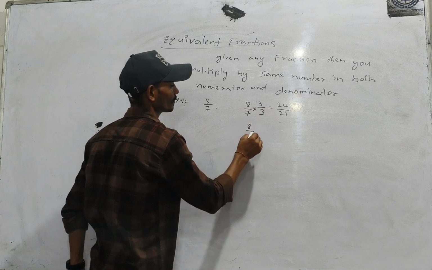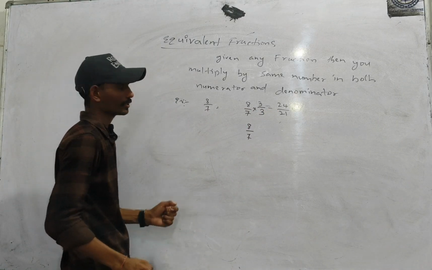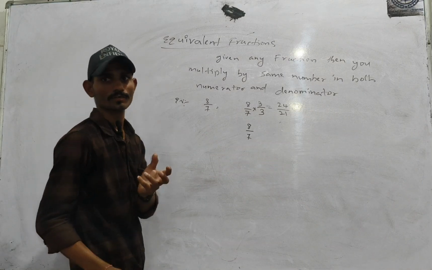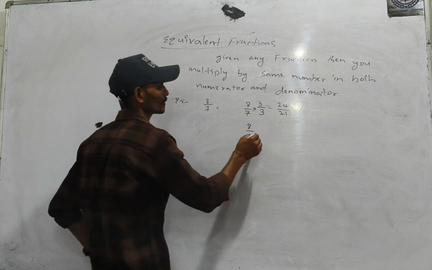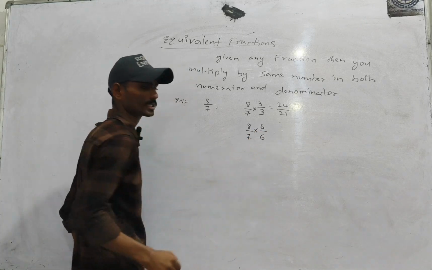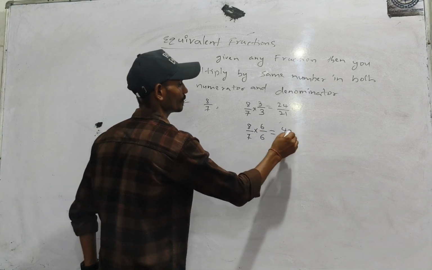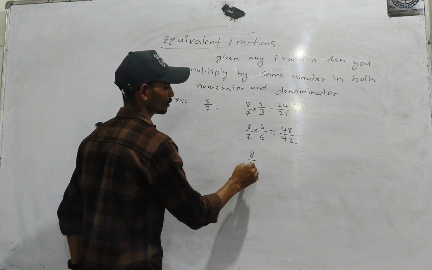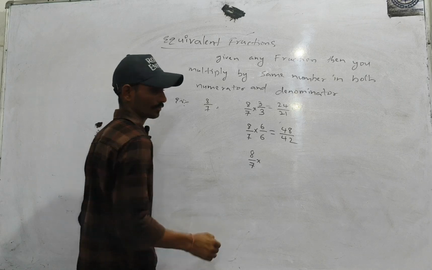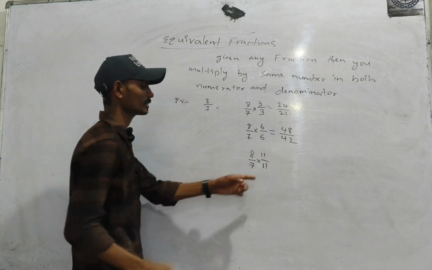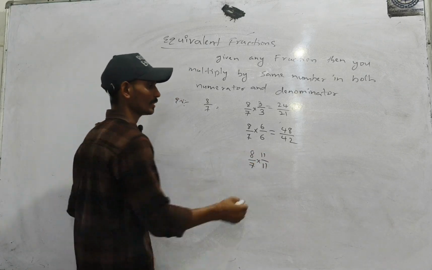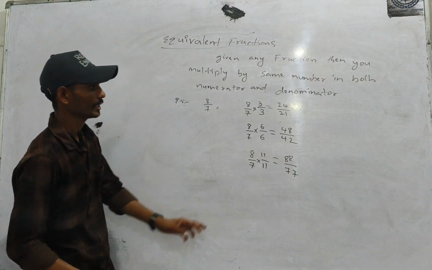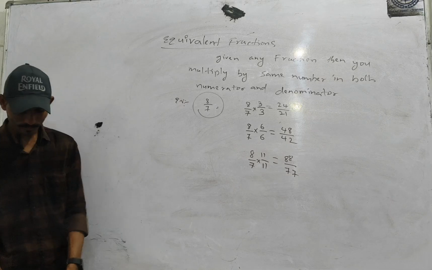Next, again 7 by 8. Whatever the given fraction, you continue with that fraction, but the number you multiply by is your own choice. So I am multiplying by 6 in the numerator and denominator to make the equivalent fraction 42 by 48. Whatever the given fraction, you don't change it, but whatever number you take, you multiply it in both numerator and denominator. At that time it becomes an equivalent fraction. Okay? I made three equivalent fractions of 7 by 8.